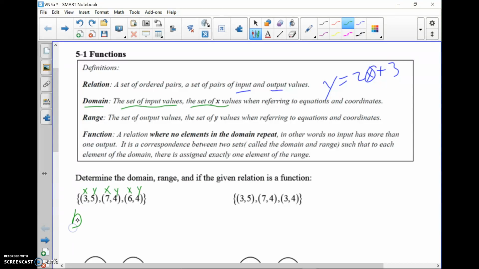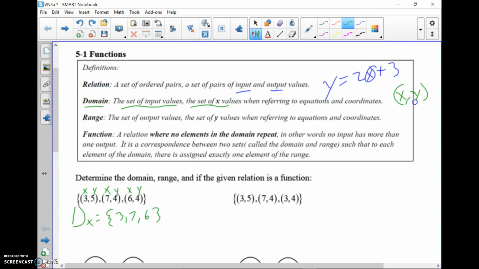So the domain here, that's a pretty terrible letter. Let me do this a little bit better. I'll do a capital D with a little subscript x. The domain for this set is 3, 7, and 6, because those are all the first thing in the pair, right? This is a pair. 3 and 5 are paired together. The first number or first thing is the number 3. It's the x value of the coordinates because we know coordinates go x, comma, y, right? The first number is considered the x value. The second number is considered the y value.